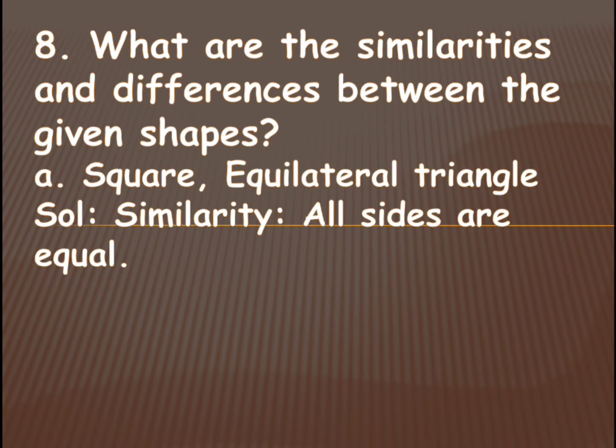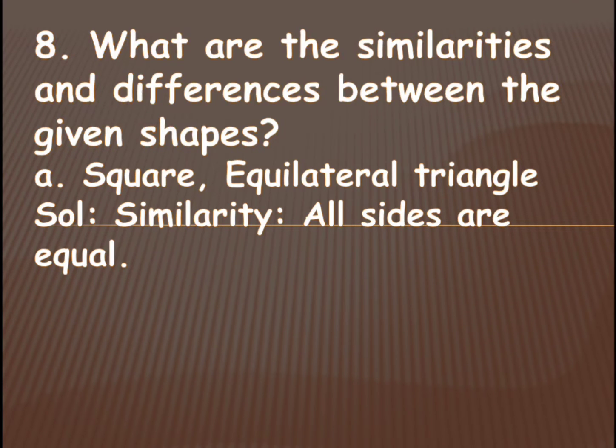First one is square and equilateral triangle. In an equilateral triangle, all three sides are equal and all three angles are equal, which measure 60 degrees, isn't it, children? And in a square, all the sides are equal. So in both of them, the similarity is that all sides are equal.